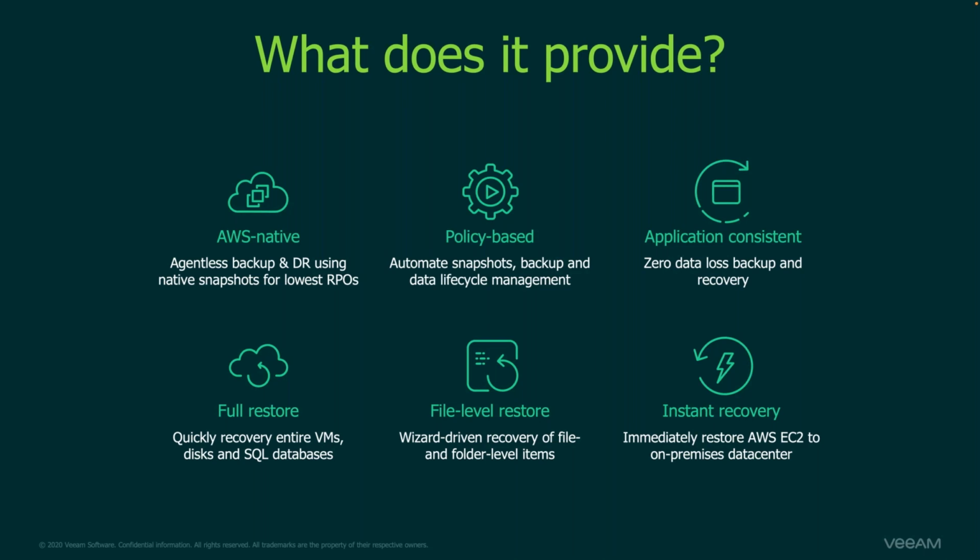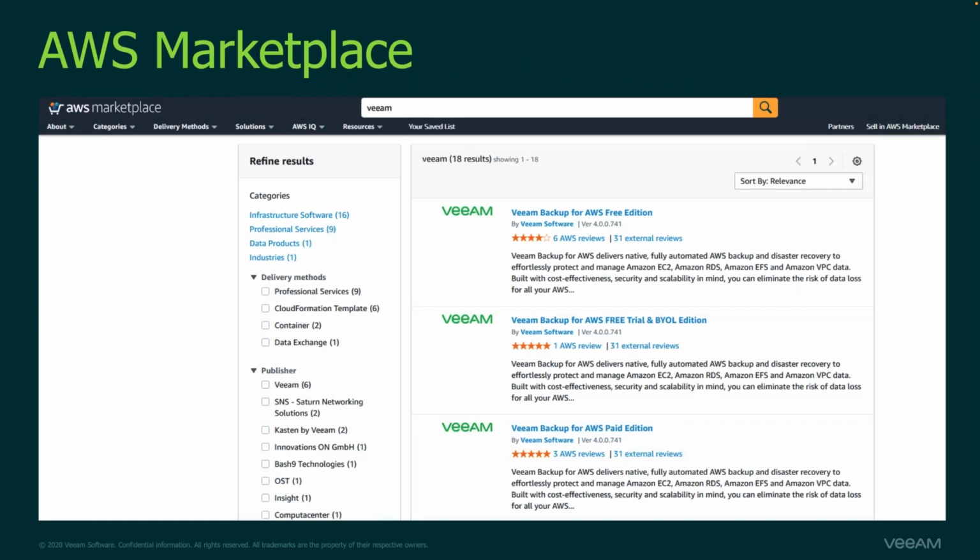All right. So yeah, the journey to this solution would start from AWS Marketplace, because we have several offerings available there. Veeam Backup for AWS, you can see the free edition on top, the trial or bring your own license edition in the middle, and the paid edition at the bottom. And the difference would be that the free edition is limited to 10 EC2 instances or 10 RDS databases. Although in terms of the full capabilities available within the product, there is no difference between all of those.